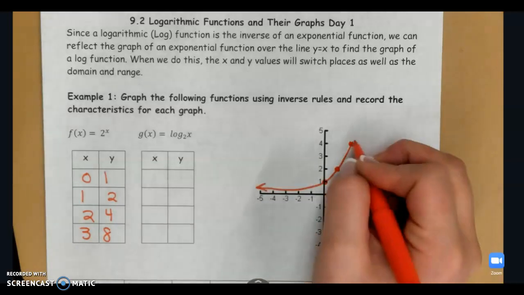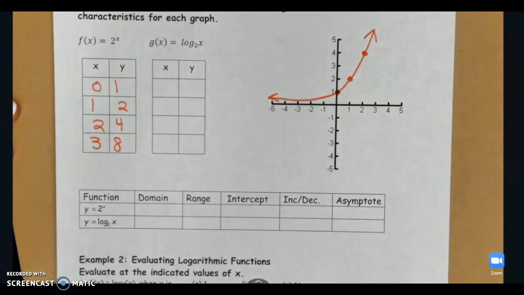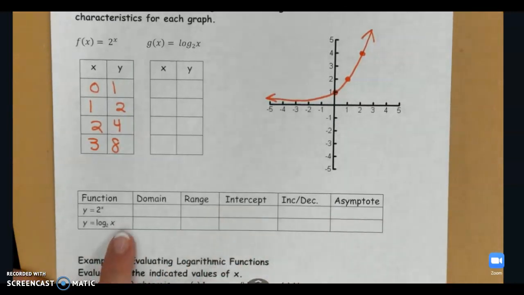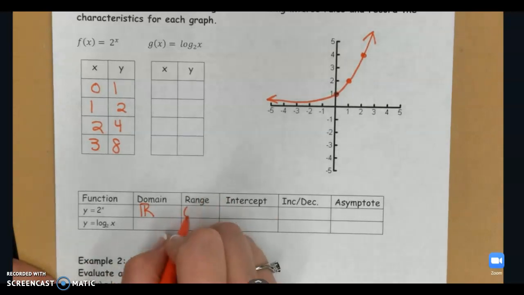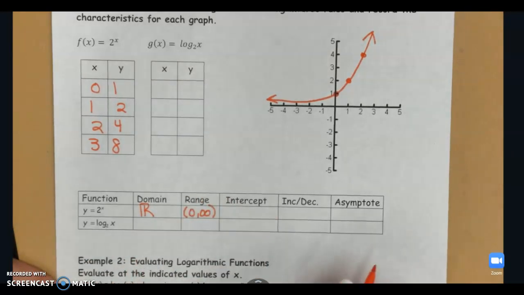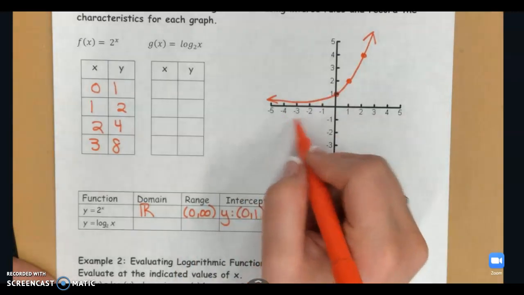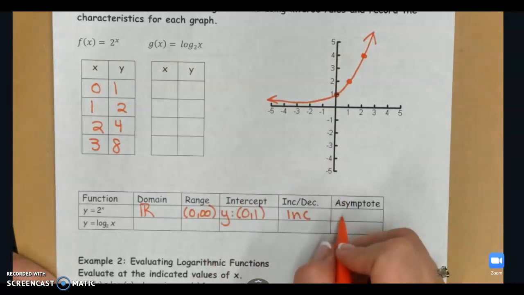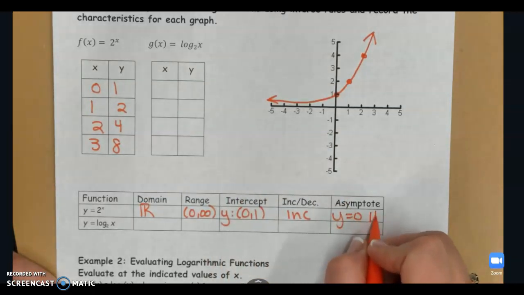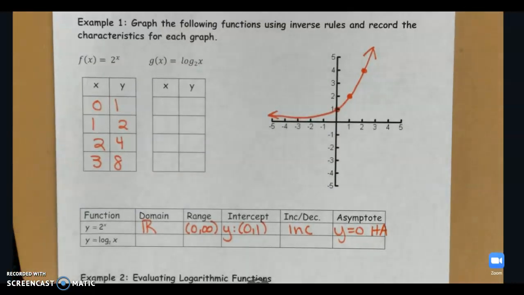And if we recall, this is our parent exponential function. Let's go ahead and fill in these characteristics here. My domain is all real numbers. My range is all positive values. I have a y-intercept at 0, 1. My function is increasing. And I have a horizontal asymptote at y equals 0. Okay. Now let's go on to our log function.